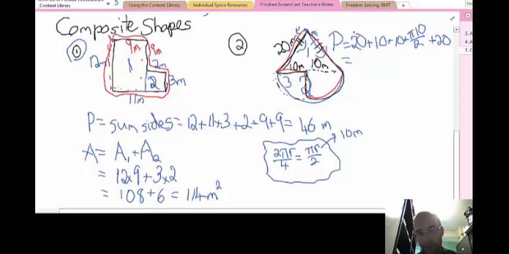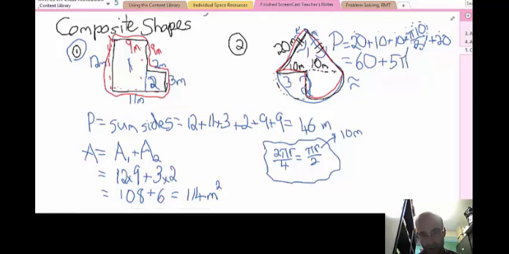So if we add all of these bits here together, 20 plus 10 plus 10 plus this 20 over here, that's 60. Simplifying, pi times 10 over 2. 10 over 2 is 5, so that's 60 plus 5 pi. If you want a decimal approximation of that, we can use our calculator. But 60 plus 5 pi is what we would call the exact answer.